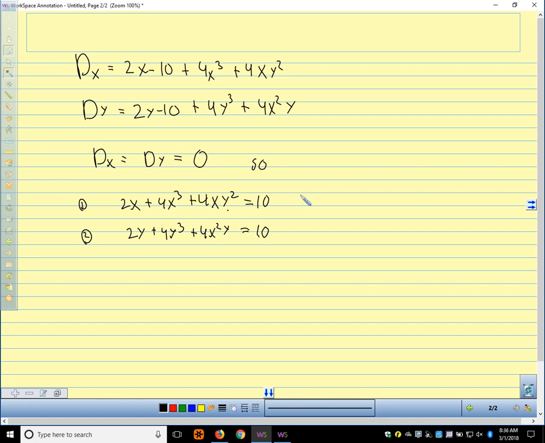Well, here's what I would suggest. We can divide everything by 2, right? Just to simplify things. x plus 2x to the third plus 2xy squared equals 5. y plus 2y to the third plus 2x squared y equals 5.